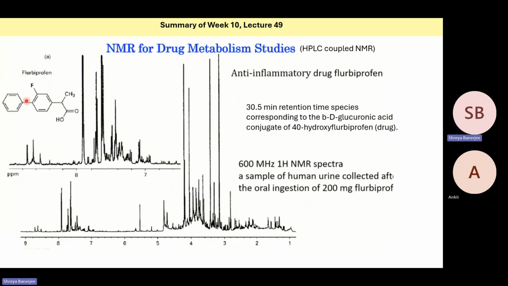You can see here that different peaks are there, and they can be assigned to different species of flurbiprofen. You can see that there is a species shown here that corresponds to a certain metabolite of flurbiprofen called the glucuronic acid conjugate. Like this, just from the simple 1H NMR spectra, you can find out that once the flurbiprofen drug goes through the human body, what are the metabolites that are formed.